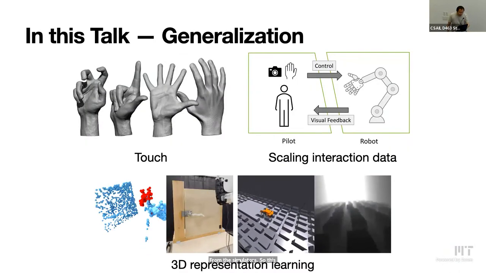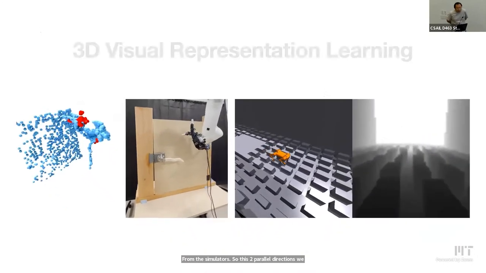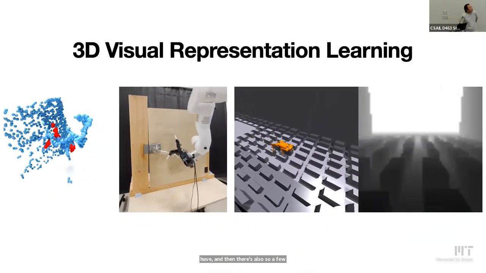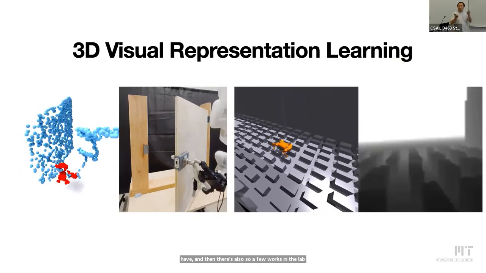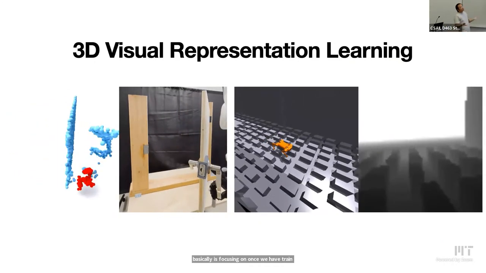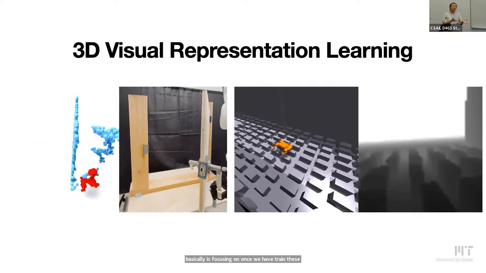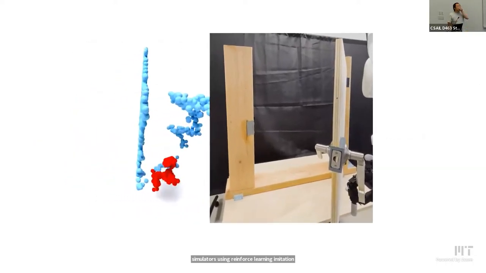And then a few works in the lab are focusing on this: once we have trained these policies, you can see a lot of things are trained in simulators using reinforcement learning. Imitation learning is also kind of RL plus human data. So how do you do sim-to-real transfer?